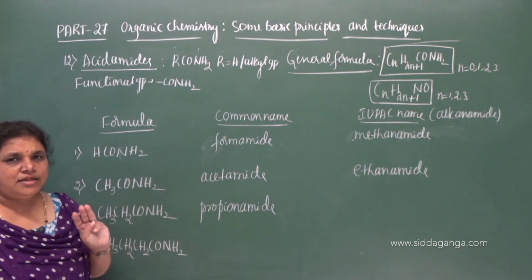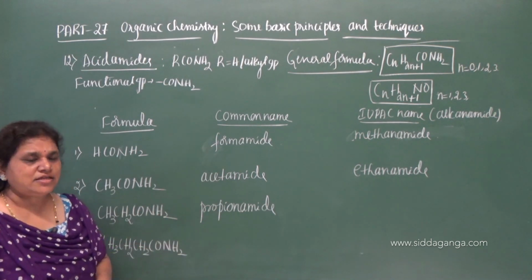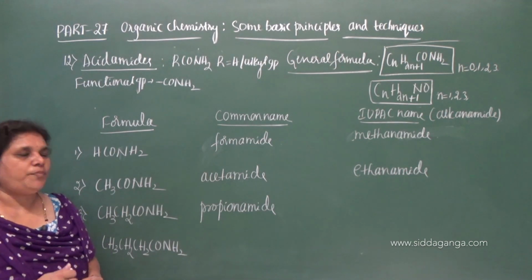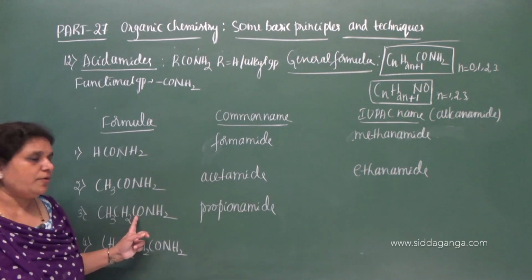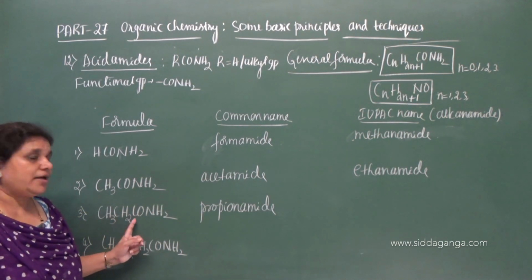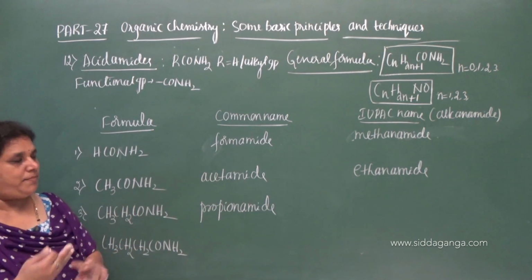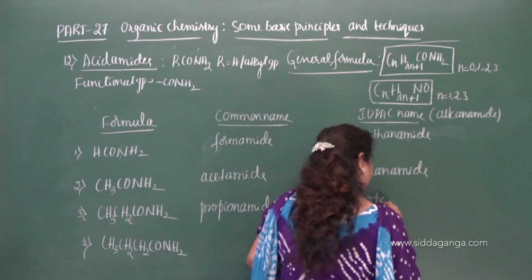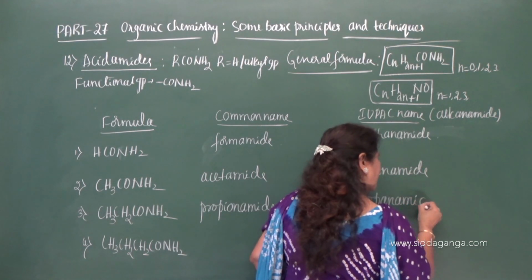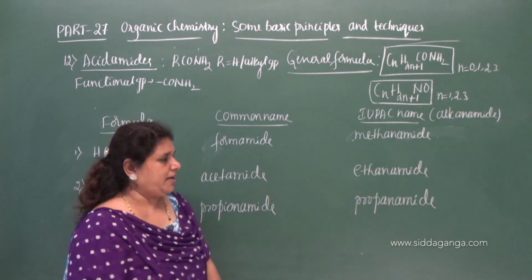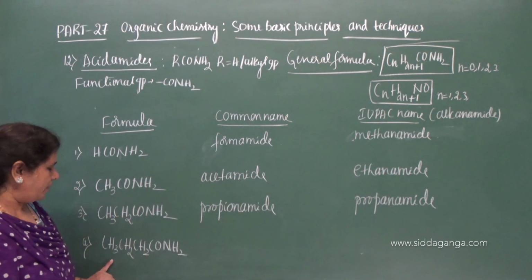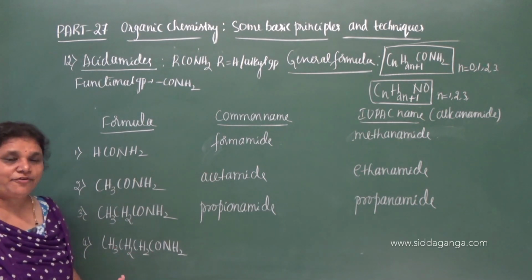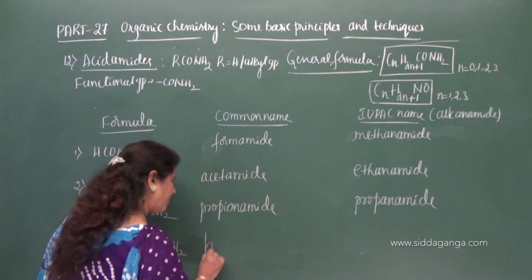CH3CH2CONH2, the acid containing 3 carbon atoms. The common name of the acid is propionic acid. Replace ic acid by amide, then you will get propionamide. Okay. Now what is the IUPAC name of the alkane which contains 3 carbons? Propane. Replace terminal E by the word amide, then propanamide. Propanamide is the IUPAC name. Now what about this? CH3CH2CH2CONH2. Total carbon atoms are 4. Butyric acid, butyramide.